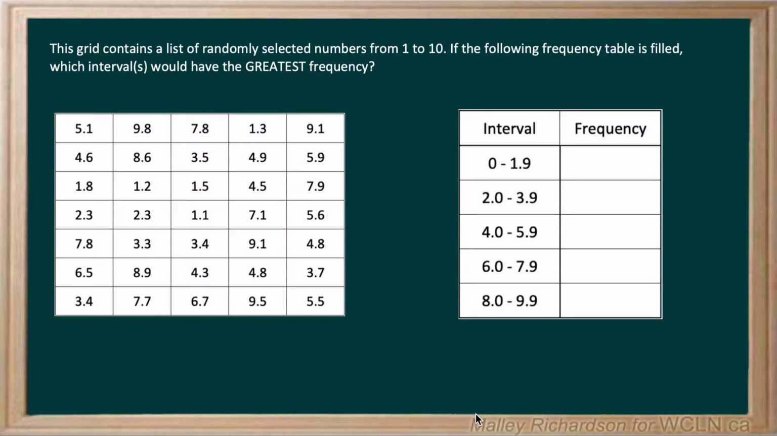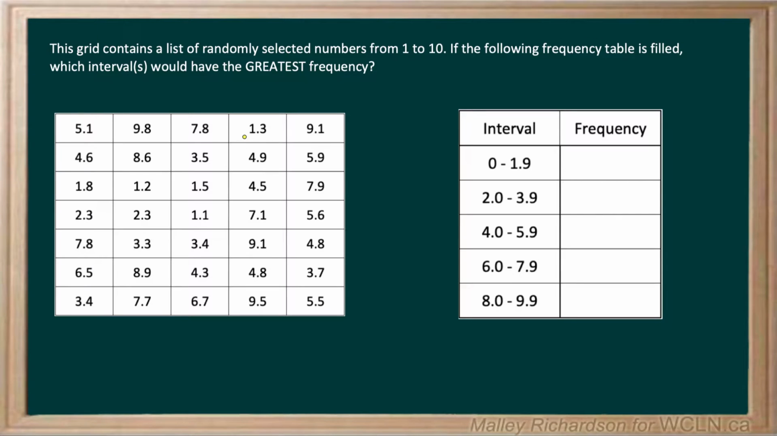This grid contains a list of randomly selected numbers from 1 to 10. If the following frequency table is filled, which interval would have the greatest frequency? Looking at our frequency table, our first interval is from 0 to 1.9. So we want to use our grid and find all numbers between 0 to 1.9.